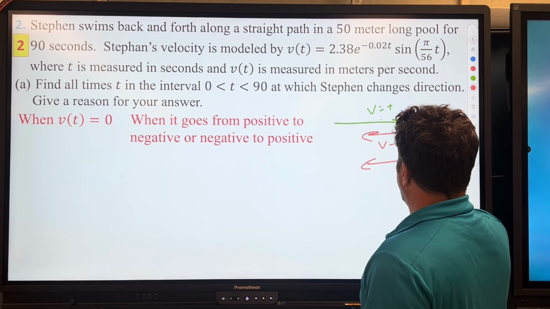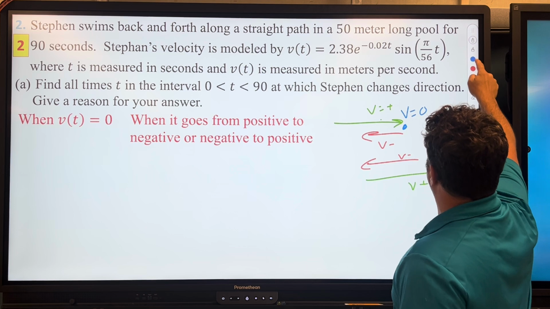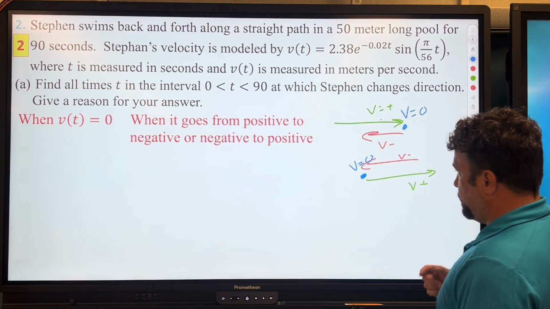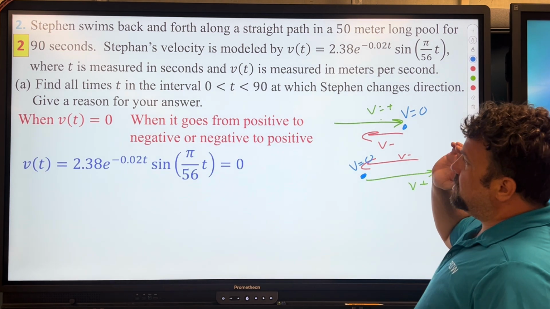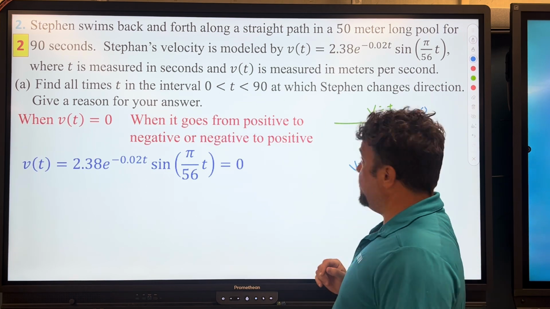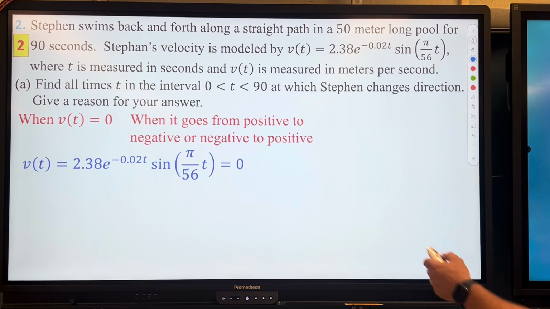If I'm swimming backwards with a negative velocity, and then I turn around and swim forward with a positive velocity, right at one point between the two, velocity equals 0. It's a simple number line trick. So when velocity goes from positive to negative or negative to positive, that's where your v of t equals 0. Now, we know what the v of t equals. We set it equal to 0.